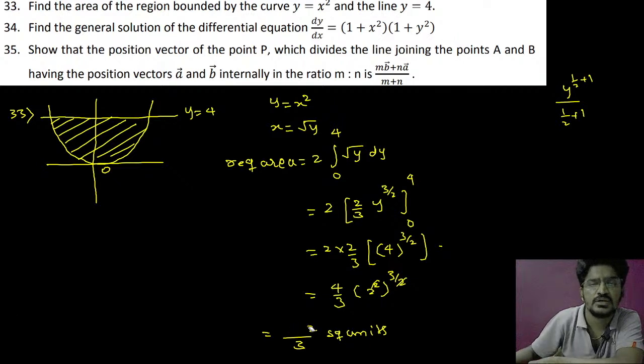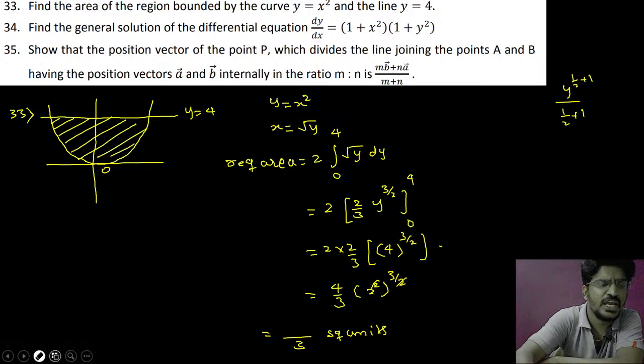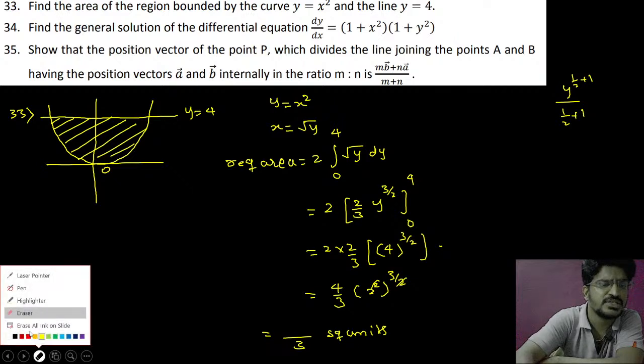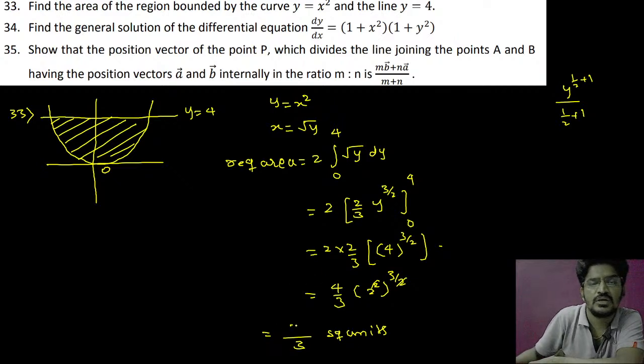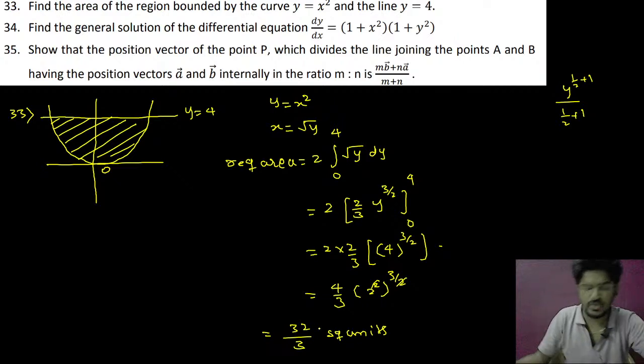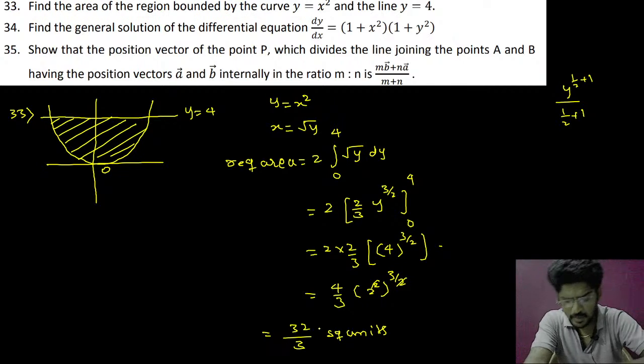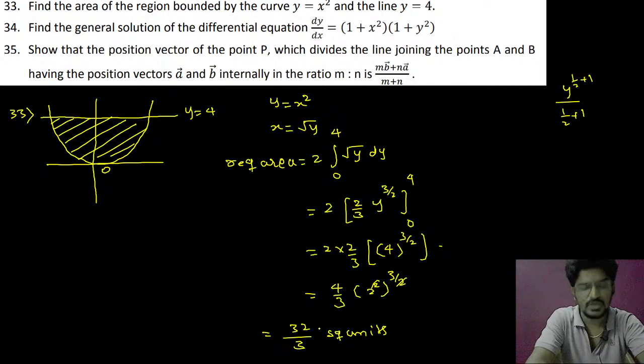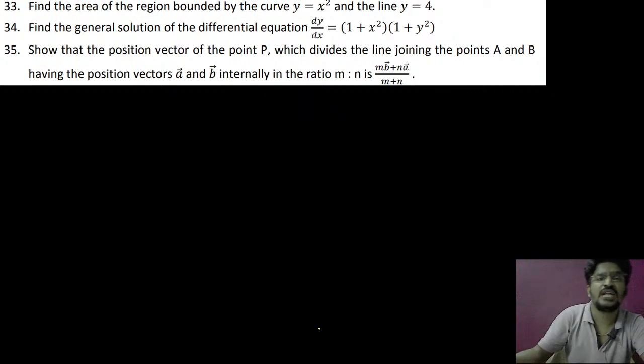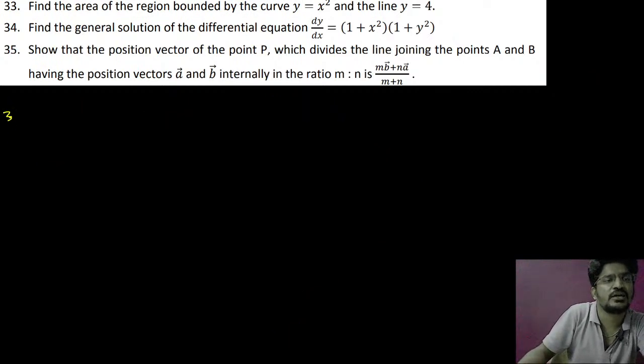So see this. 2 cube is 8, 8 into 4 is 32 by 3 square units. 32 by 3 square units will be your answer. So very simple problem. Don't get confused. Before solving you must know the formula of integration and how to solve application of integration problems. Those things you must know. If you go blindly, you can't understand anything.